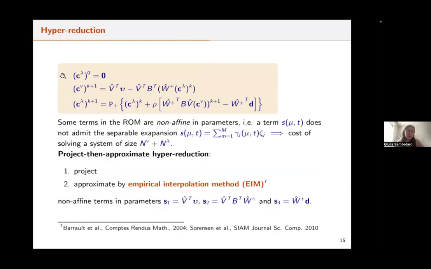I'm writing here again the reduced order model because it's not as simple as it appears, because unfortunately there are some non-affine terms in the model that prevent the efficiency gain of the reduced order model based on offline and online split. And therefore we are obliged to apply hyperreduction. And in this work, I used a project-then-approximate approach. That is, I apply hyperreduction, in particular the empirical interpolation method, after the projection of the high fidelity equation into the reduced space. And I do that for these three non-affine terms in the parameters.